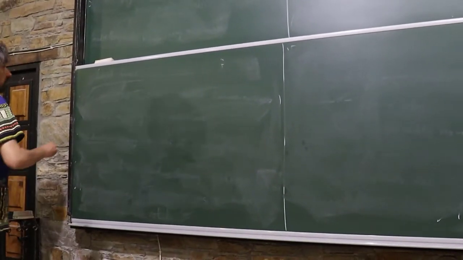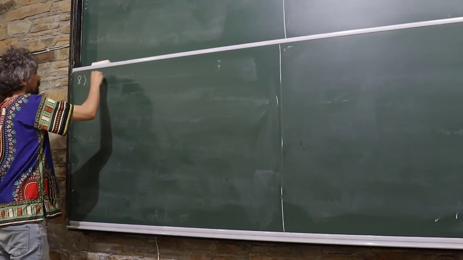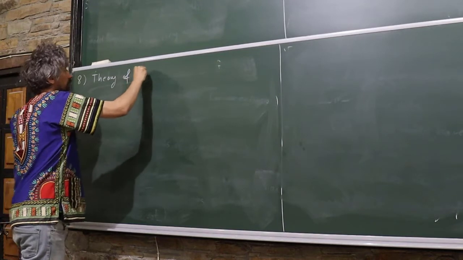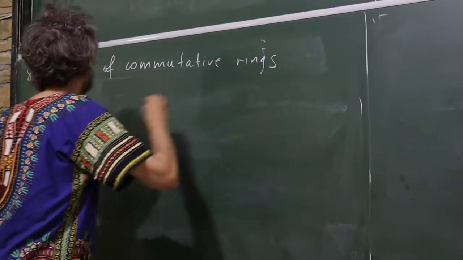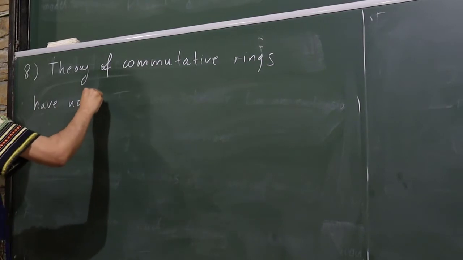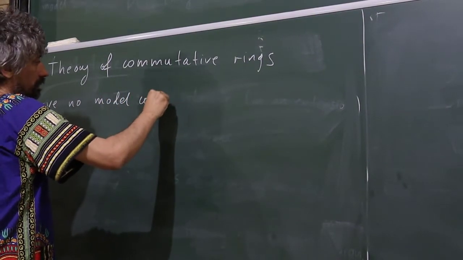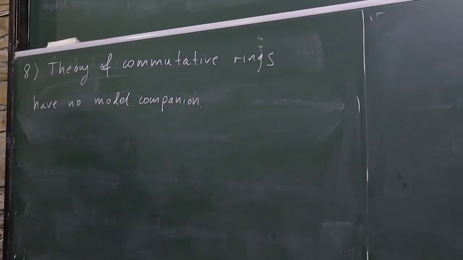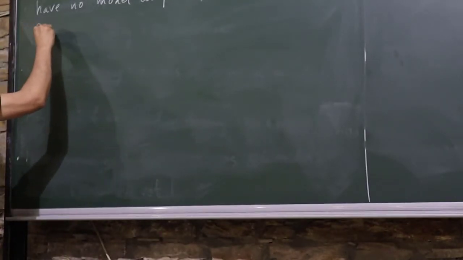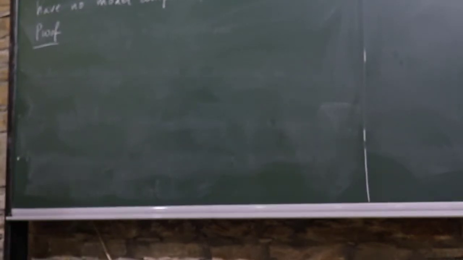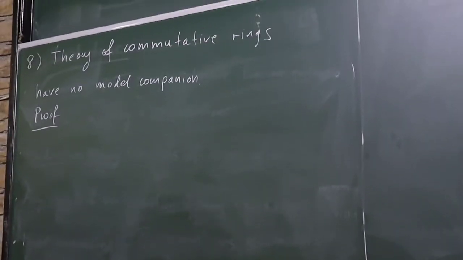So last example, the theory of commutative rings have no model companion. And this will be foolproof. Like before, the problem was with conjugacy classes. Here it is with nilpotent elements. So it's a bit like order degree of nilpotency, one may think. Also you see this doesn't appear in fields, because we don't even have zero divisors.